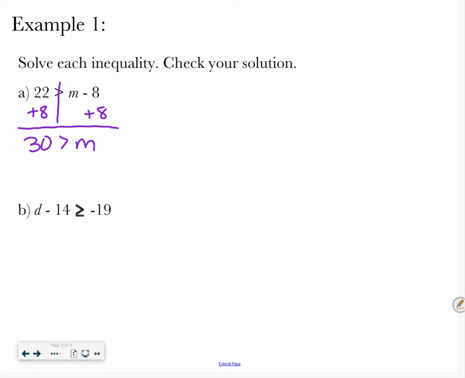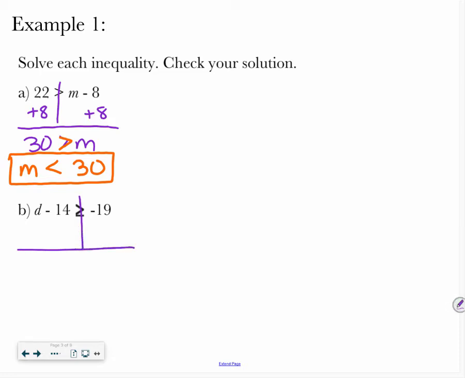However, I'm going to tell you guys, I prefer that you write your inequalities with the variable on the left-hand side and the number on the right-hand side. So now I just need to look, and it's pointing at m, so that means I need to make it point at m. So m is less than 30. Alright, let's try our next one.